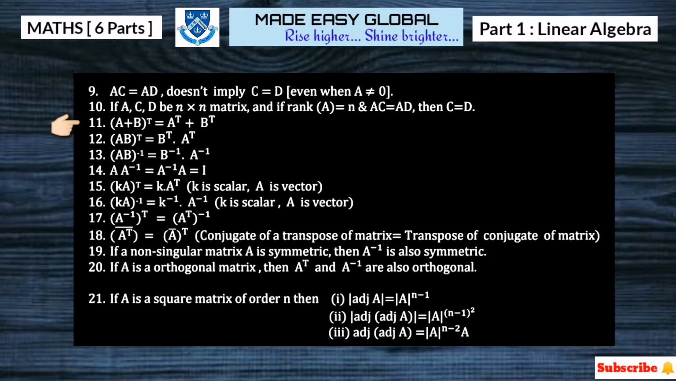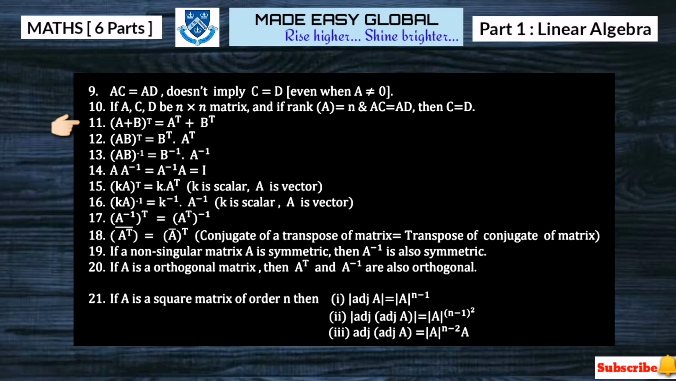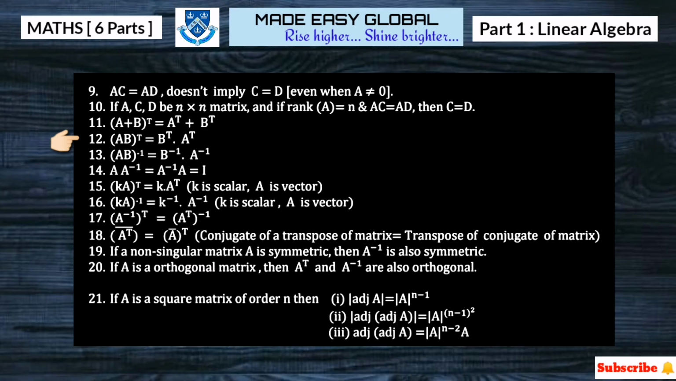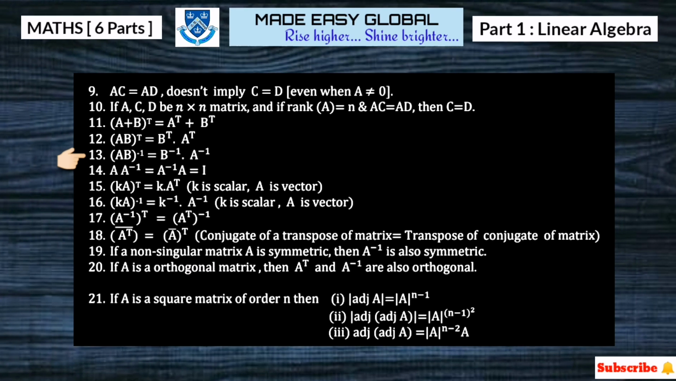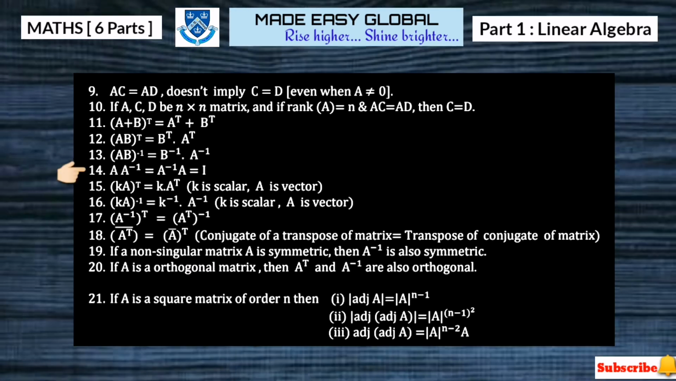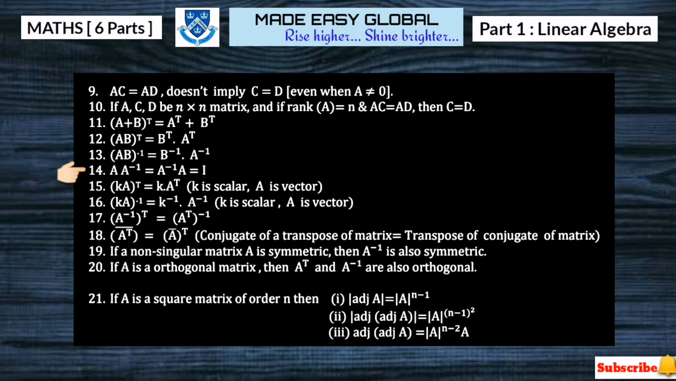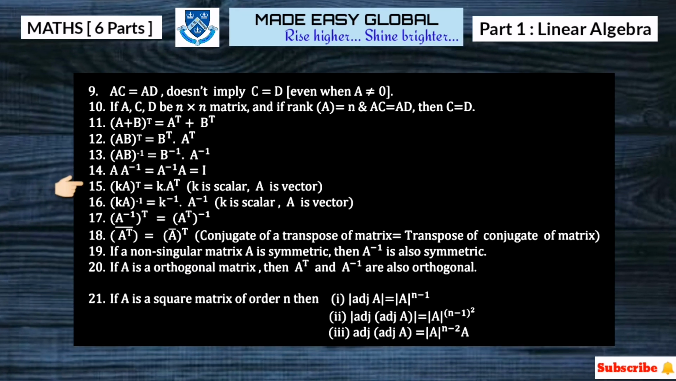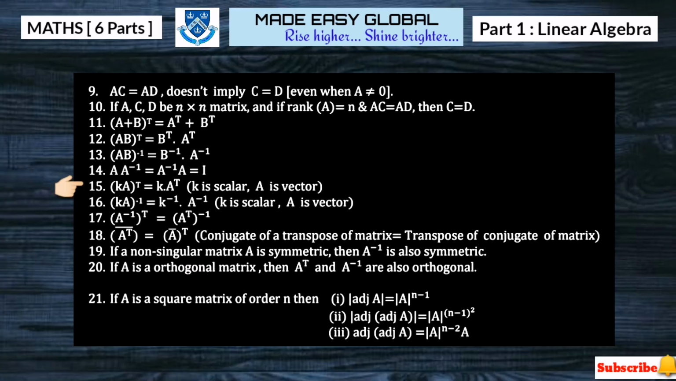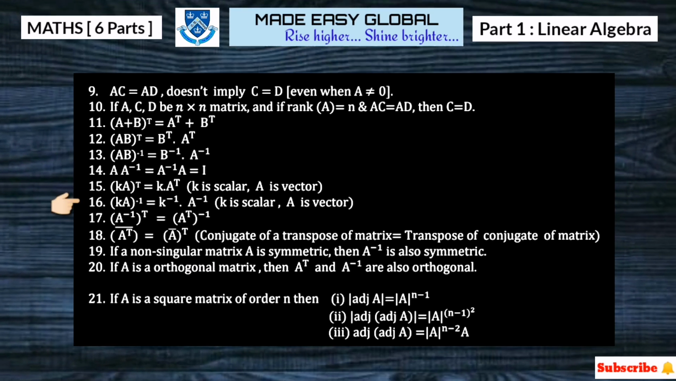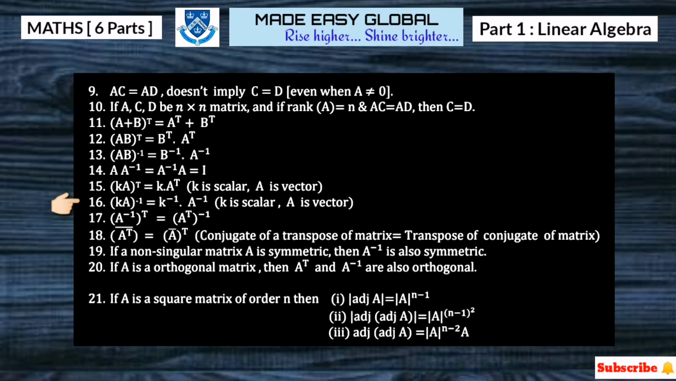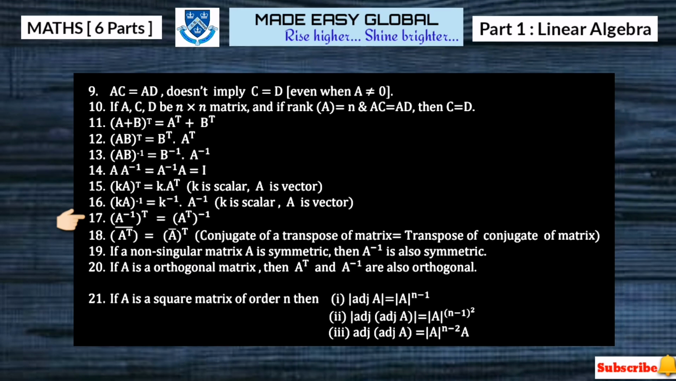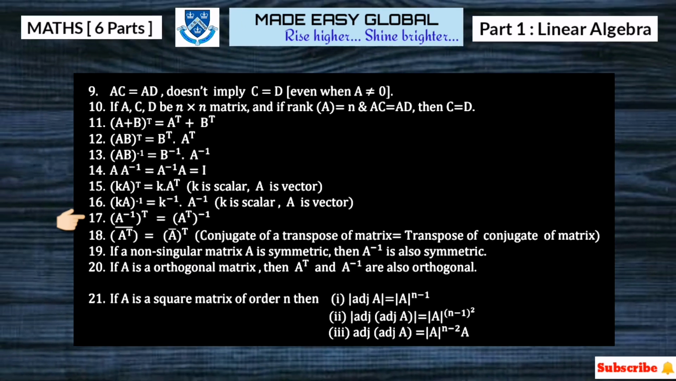The next one is (A plus B) transpose is equal to A transpose plus B transpose. Then (AB) transpose is equal to B transpose into A transpose. Then (AB) inverse is equal to B inverse into A inverse. Then A into A inverse is equal to A inverse into A is equal to I, where I is the identity matrix. Then next one is transpose of (K into A) is equal to K into A transpose. Then inverse of (K into A) is equal to K inverse into A inverse, where K is a scalar and A is a matrix. Then transpose of A inverse is equal to inverse of A transpose.